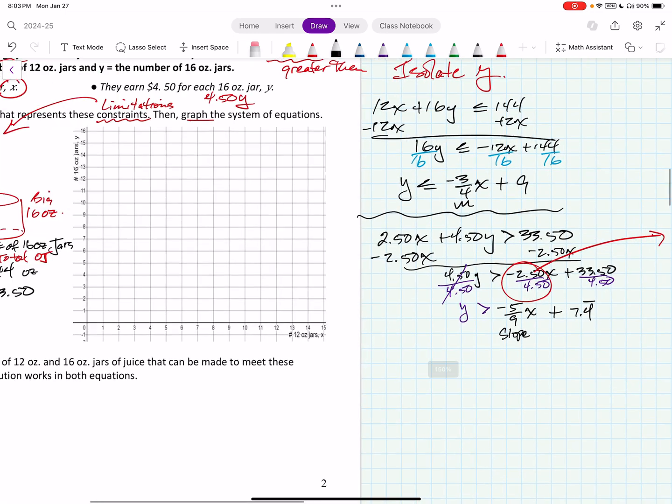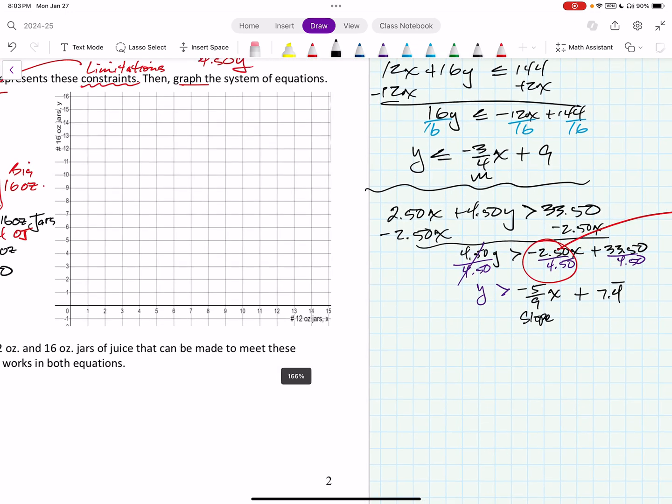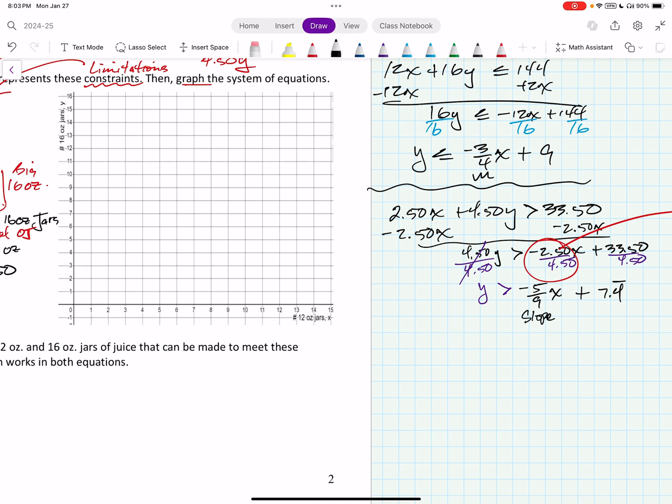So now what we want to do is graph these. Take a look at the first equation here: y is less than or equal to negative 3/4 x plus 9. We plot 9 first, because it's the y-intercept, the b value. Then go down 3, right 4, down 3, right 4, down 3, right 4, and you should end up at 12. Then you draw the boundary line like so. It's less than or equal to, so you shade below, and all the solutions are below.